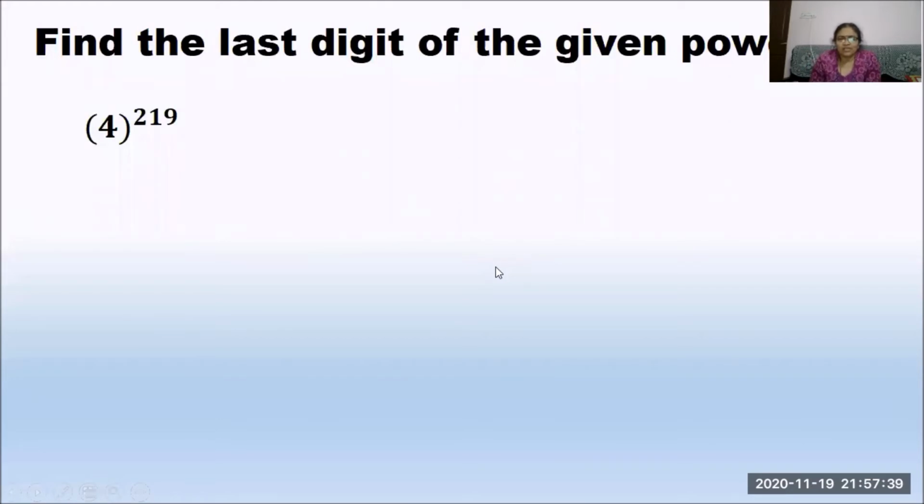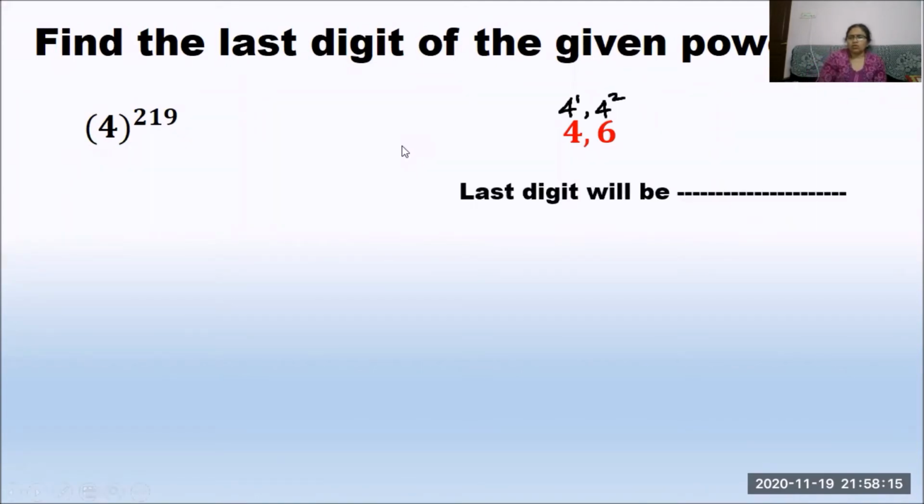Let us do some questions based on this. Find the last digit of the given powers. First question is 4 to the power 219. 4 gives us the pattern of 4 and 6. 4 to the power 1 is 4, and 4 to the power 2 is 6. So odd powers give you 4, and even powers will give you 6. So the last digit will be 4.